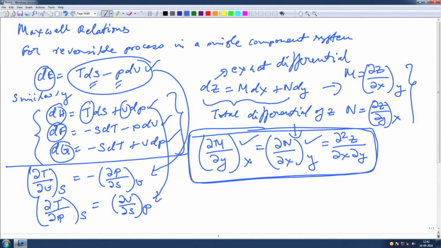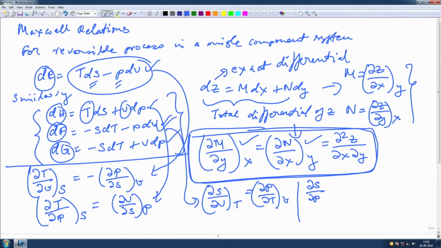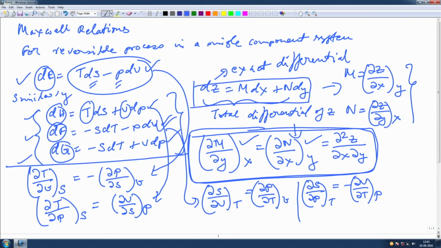Similarly, from the last two equations we can get dS by dV at constant T is equal to dP by dT at constant V, and the last form, which comes from this particular equation, is dS by dP at constant T is equal to minus dV by dT at constant P. So these are the four Maxwell relations that we can derive out of the four fundamental equations, for a reversible process obviously, using this kind of total differential form.